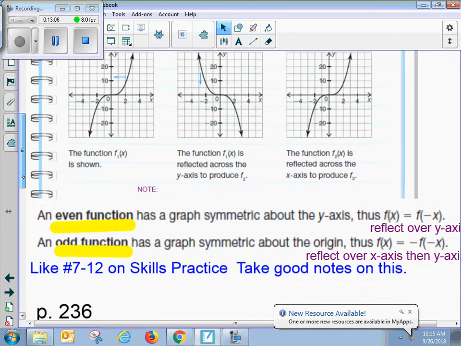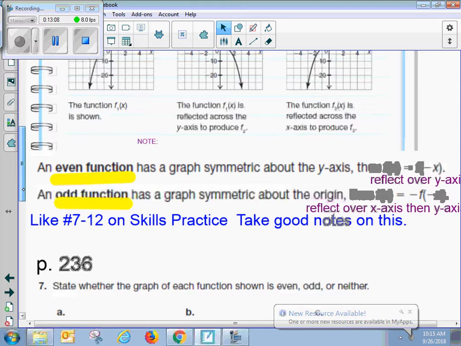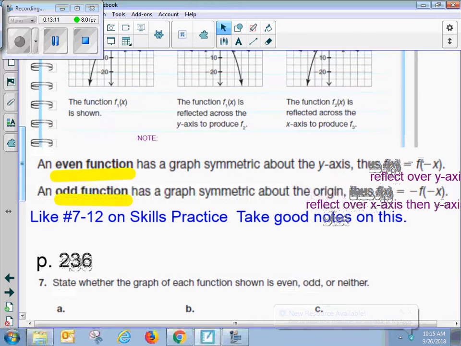Then I put it more in definition terminology. An even function has a graph symmetric about the y-axis. So to be even, I should be able to take that parabola and fold the right side over the y-axis, and it's going to land on my left arm. That tells me it's symmetric about the y-axis, like my axis of symmetry. To be an odd function, it has to be symmetric about the origin. That's what I have to know, and then we're going to practice.